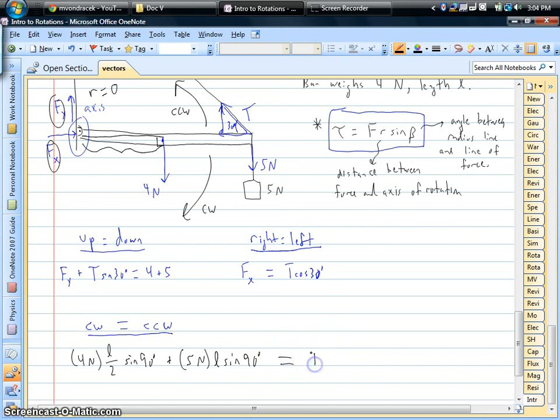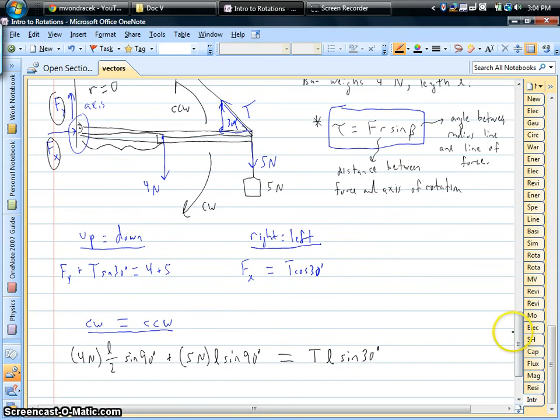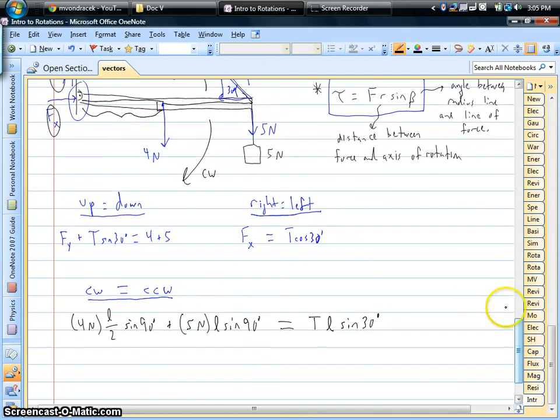The tension, that's our force trying to make it spin counterclockwise. Where is that tension being applied to the bar? It's at the end, a full length away from the axis of rotation. And now we need the angle between the radius line, which is the bar, and the string. That's a 30-degree angle according to our picture. So tension times the full length times sine 30 would be the torque that the string is producing. There's nothing else. That's our torque equation. That's why we didn't need a number for the length. The length drops out.